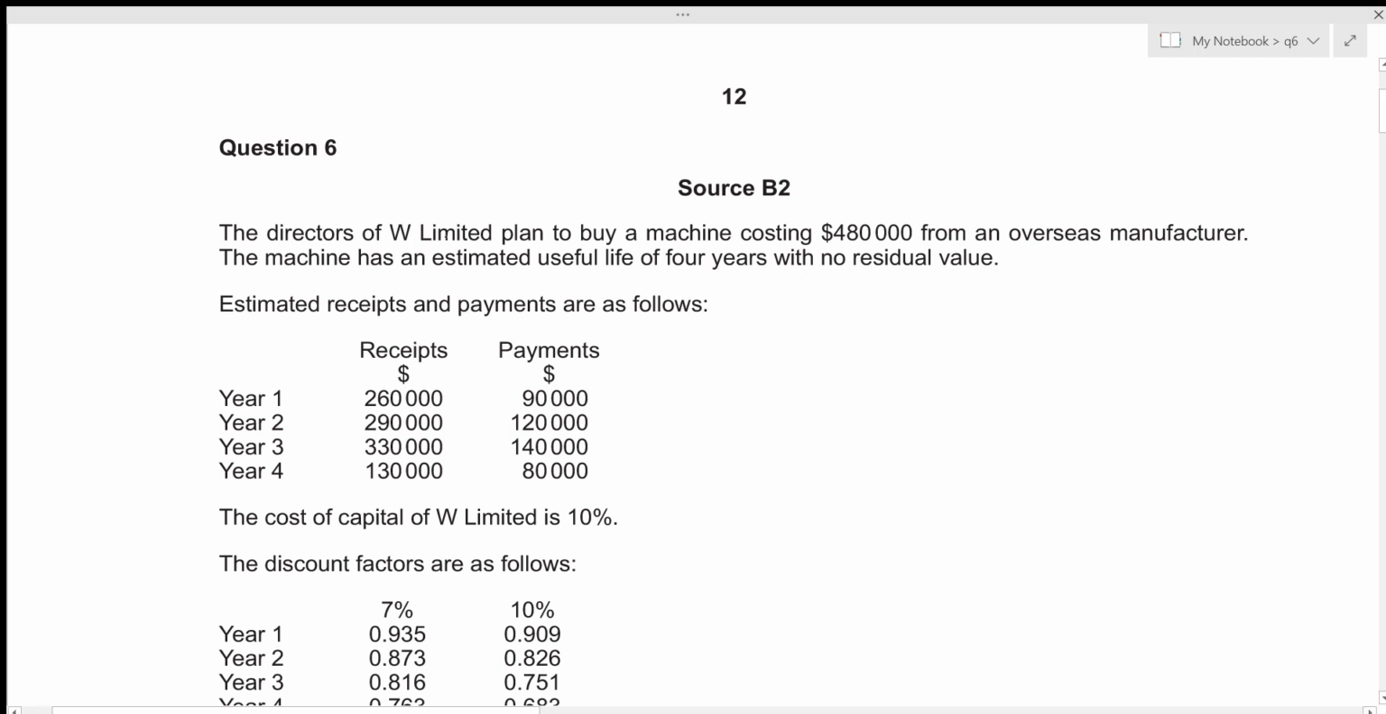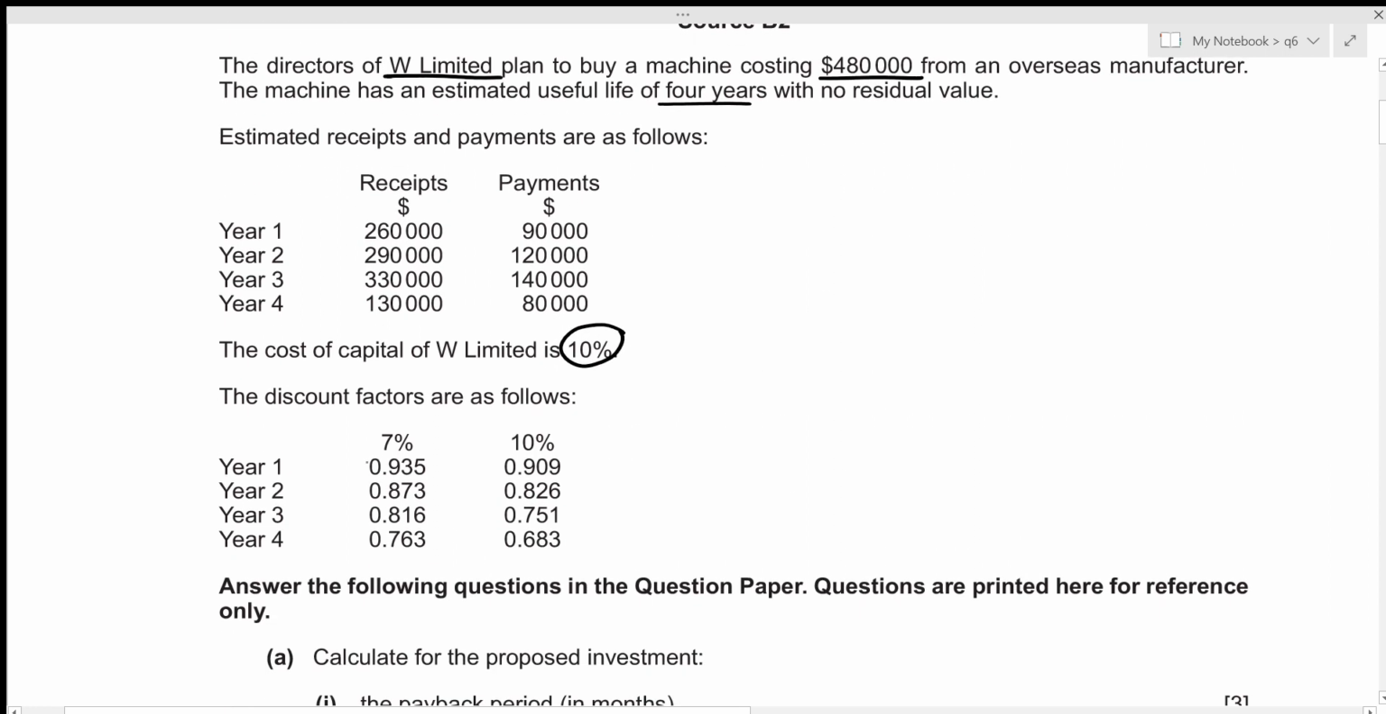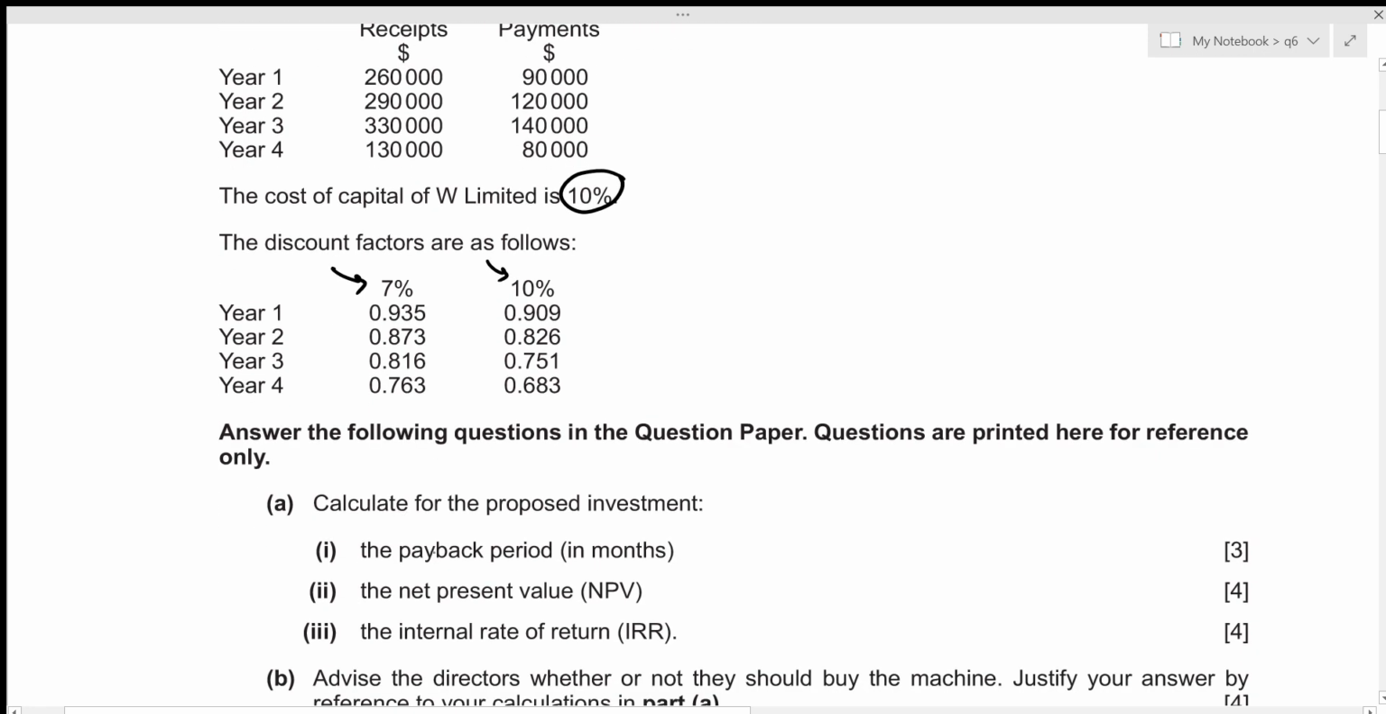The directors of W Limited plan to buy a machine costing 480,000 from an overseas manufacturer. The machine has an estimated useful life of 4 years with no residual value. Then we are also given the estimated receipts and payments for the 4 years, and we're told that the cost of capital of W Limited is 10%, and we are given the discount factors for the interest rate of 7% as well as 10%. Now, for the first part of this question, we need to calculate the payback period in months.